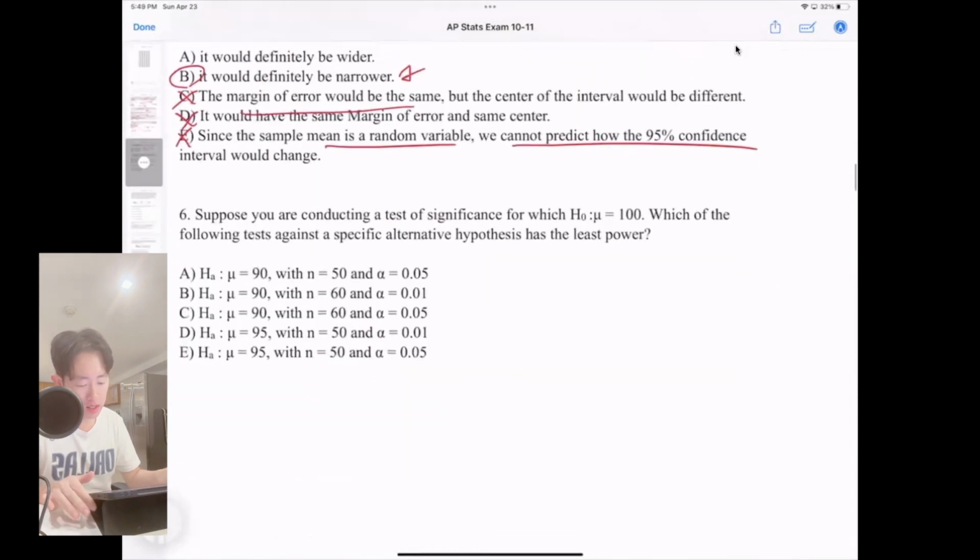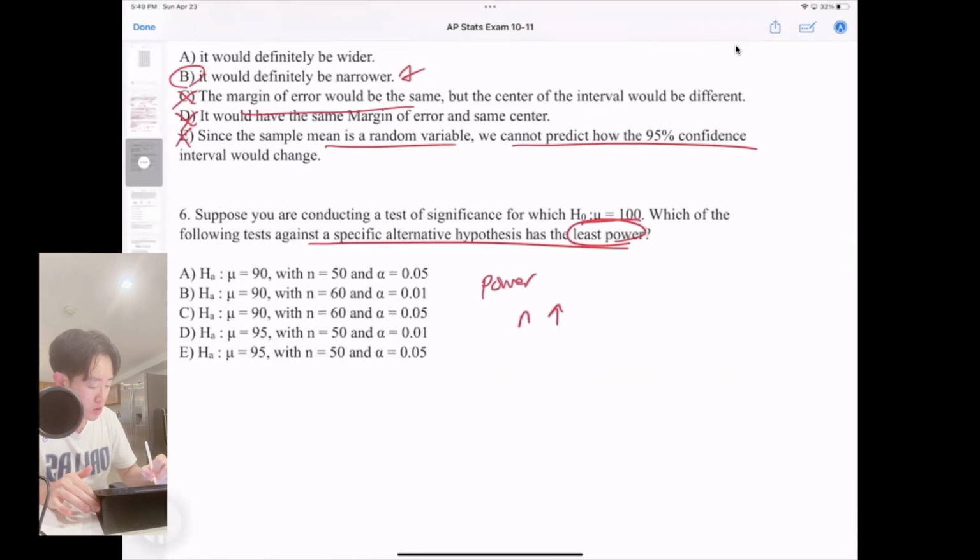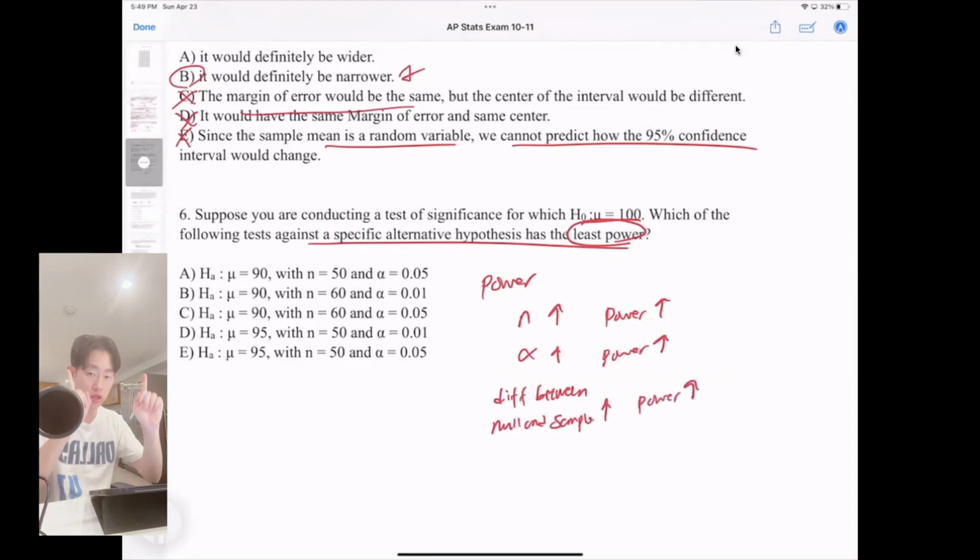Suppose you're conducting a test of significance, where the mean is 100. Which of the following tests against a specific alternate hypothesis has the least power? For power, just remember: if n goes up, power goes up. If alpha goes up, power goes up. If the difference between null and sample goes up, then the power goes up. So they all have what we call a direct relationship. If one goes up, the other one goes up.